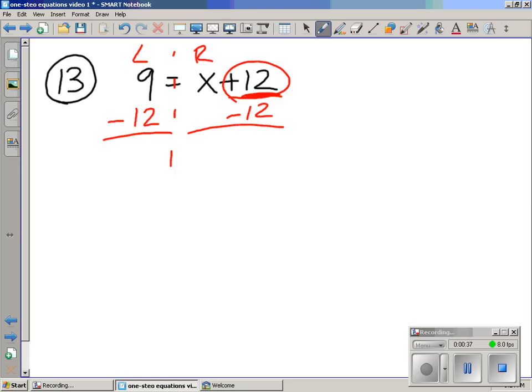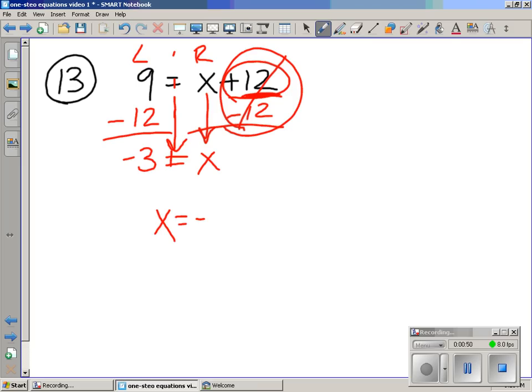So I take 9 and I subtract 12 and I get -3. Then I carry down the equal sign. Then I carry down the x. And then I see that I have a 0 pair. Those cancel each other out, so I'm left with x equals -3.